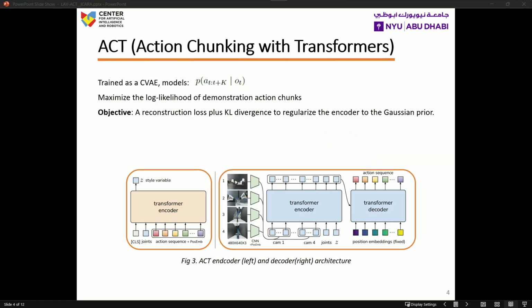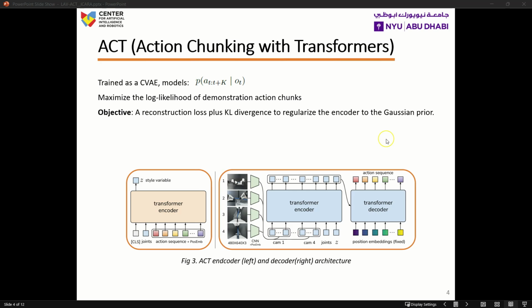So here's the original ACT architecture, which is, like I said previously, trained as a CVAE, meaning it learns to encode input to a latent distribution, and then using a sample latent variable, decode them into meaningful action sequences while incorporating a probabilistic structure. So the objective during training is to maximize the log likelihood of correctly predicting expert demonstrations. Logarithm is used because probabilities of action sequences can be very small.